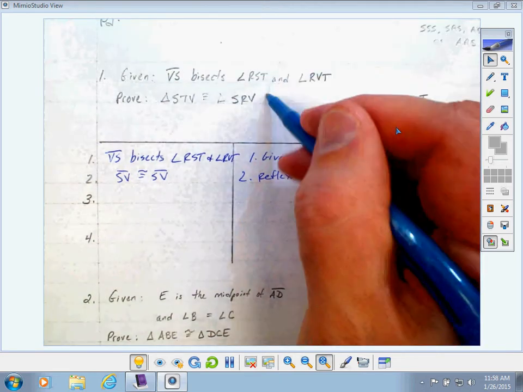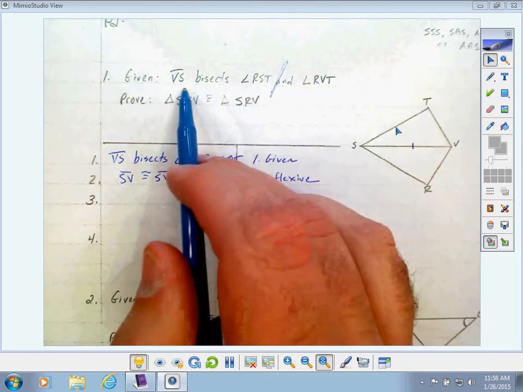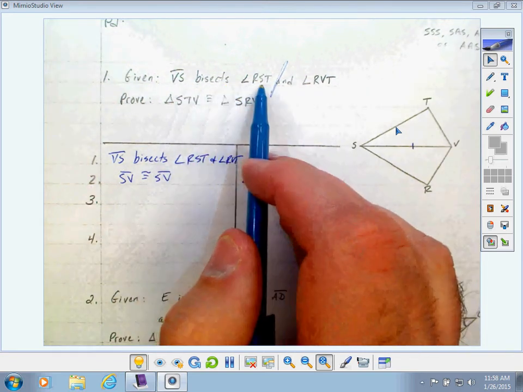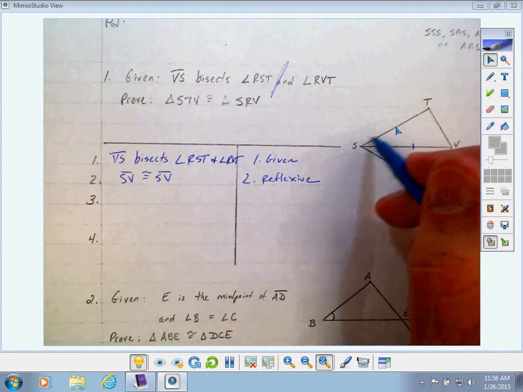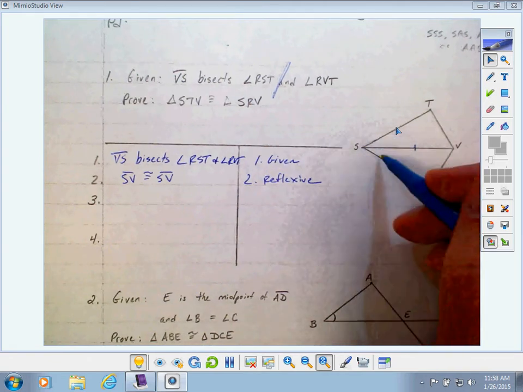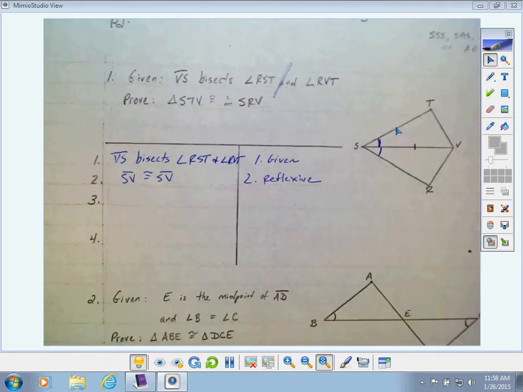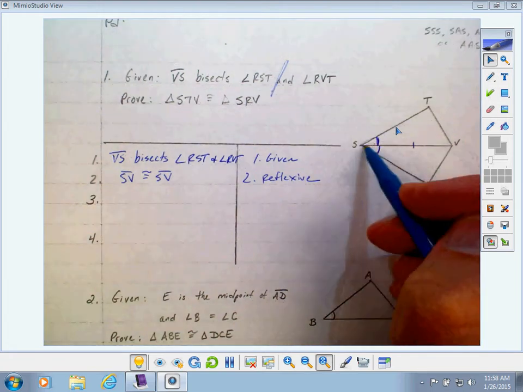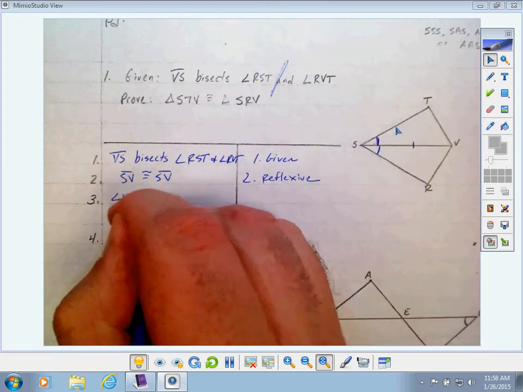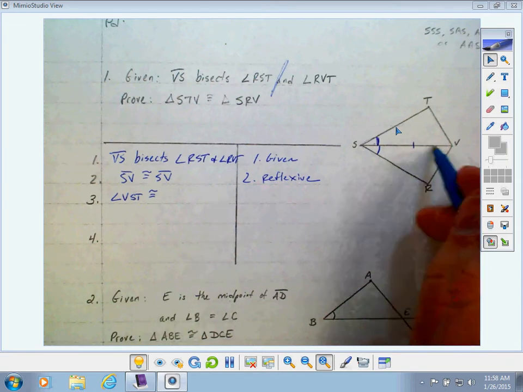I read the first part of the given, and it says VS bisects angle RST. What I see is this means it cuts angle RST in half, in equal halves. So if I go over here and I trace out where is angle RST, it's right here, RST. This big angle right here is cut into two equal halves, which means this half and this half are equal to each other. So I got to name that angle right there. If I trace it out, it's VST. So angle VST would be congruent to, and this one is VSR.